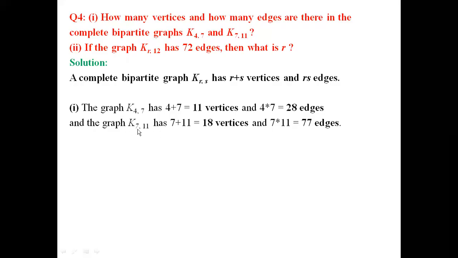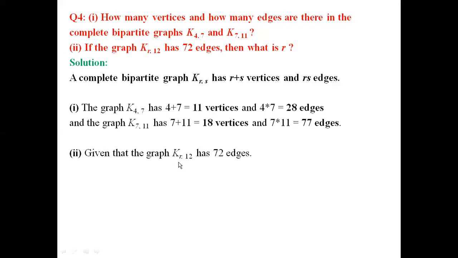Since we knew r and s, we just applied the formula that the total number of vertices in the complete bipartite graph is r plus s, and the total number of edges in the complete bipartite graph is r into s. So using that, we have obtained that K4,7 has 11 vertices and 28 edges, and K7,11 has 18 vertices and 77 edges. This was the first part of the problem. Second part, it is given that K r,12 has 72 edges and we need to find the value of r. That is, the number of vertices in the vertex set V1 is to be found.